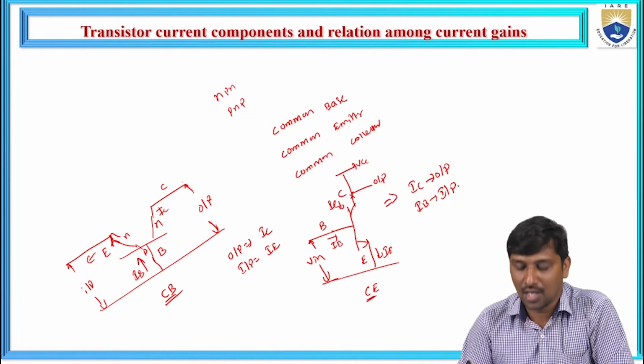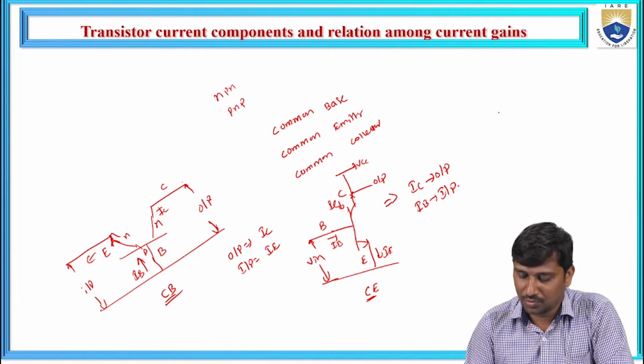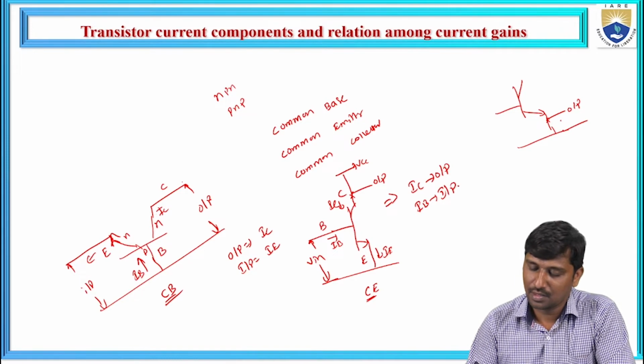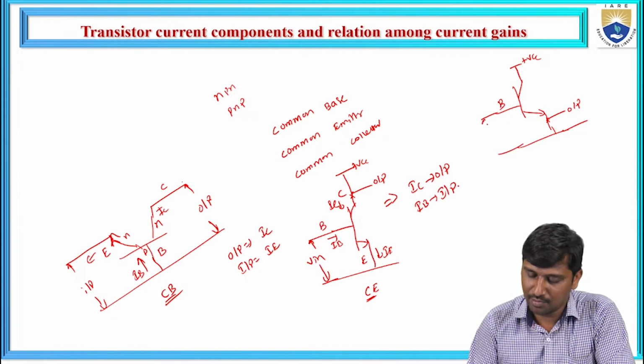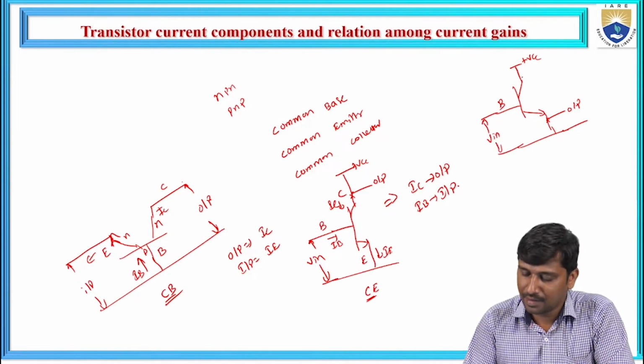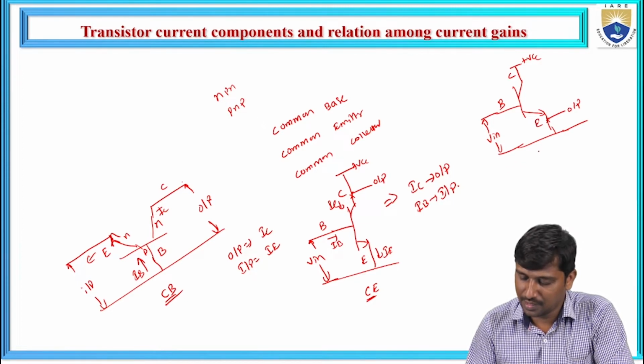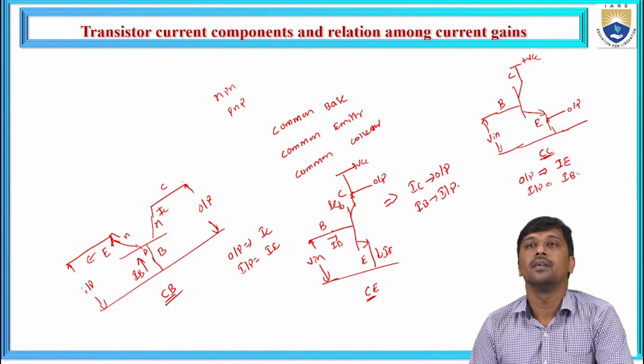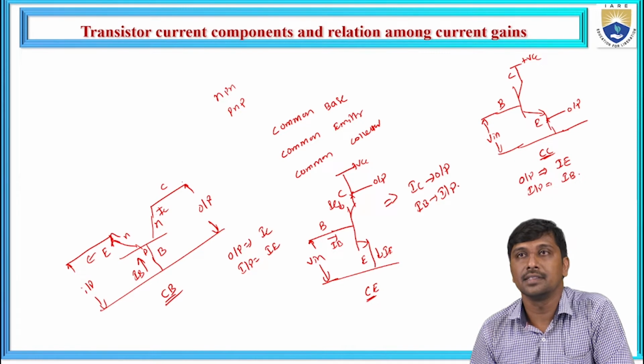Similarly, if you want to take the common collector, output is taken from the emitter, and the collector is common with respect to the input and output. Base acts as the input: collector, base, and emitter. So in the common collector configuration, output is the emitter current and input acts as the base current. Based on these three configurations, we need to find out the current gain.